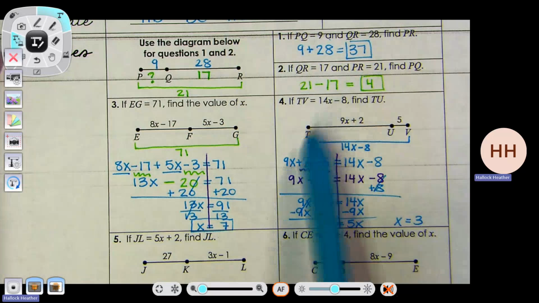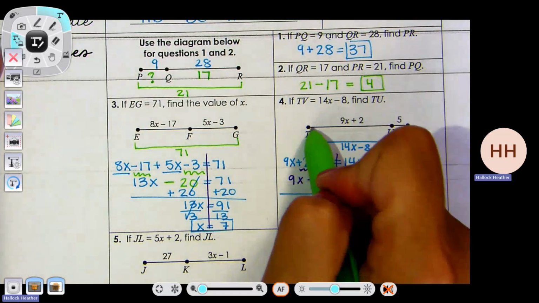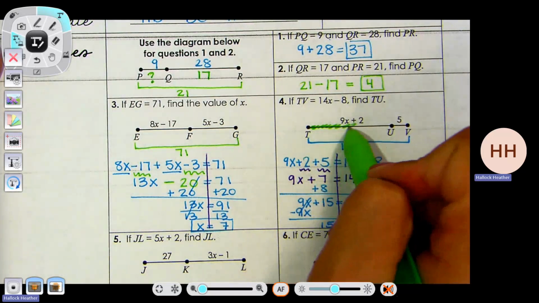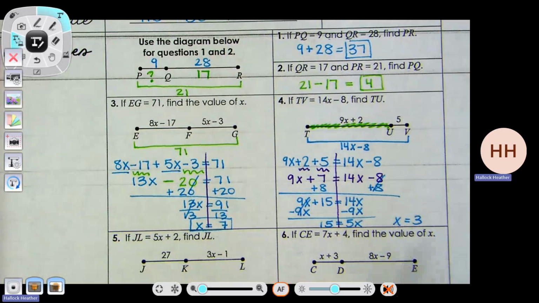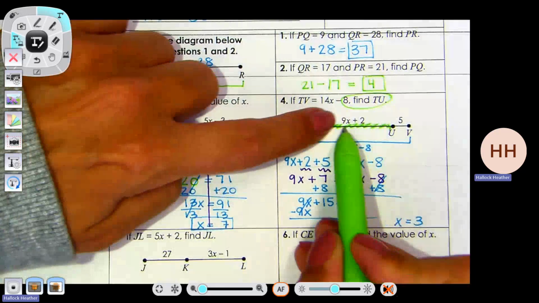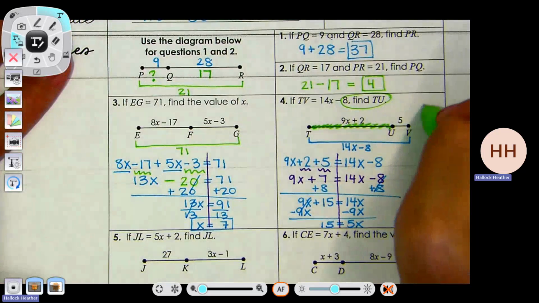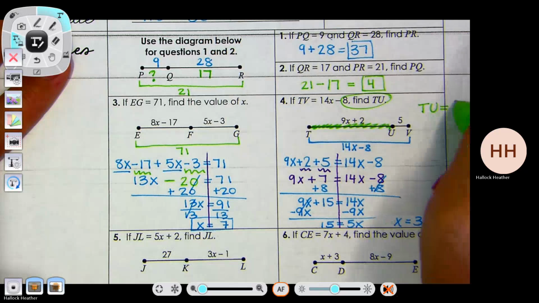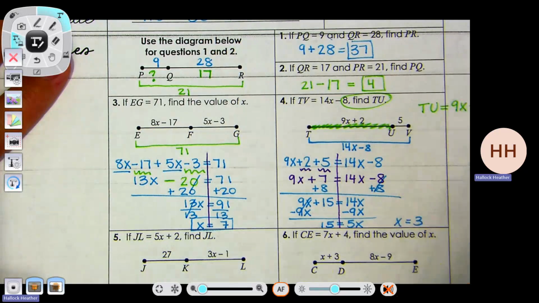Yep. So you got to plug it back in. So TU is this part right here. And this is where a lot of people get stuff wrong on the EOC. It's like, I found X, I'm a genius, and it's correct because I get a decimal. But then you have to read the problem. It says find TU. So you just have to plug it in. So TU is 9x plus 2. So I'll do it off to the side. TU is 9x plus 2.